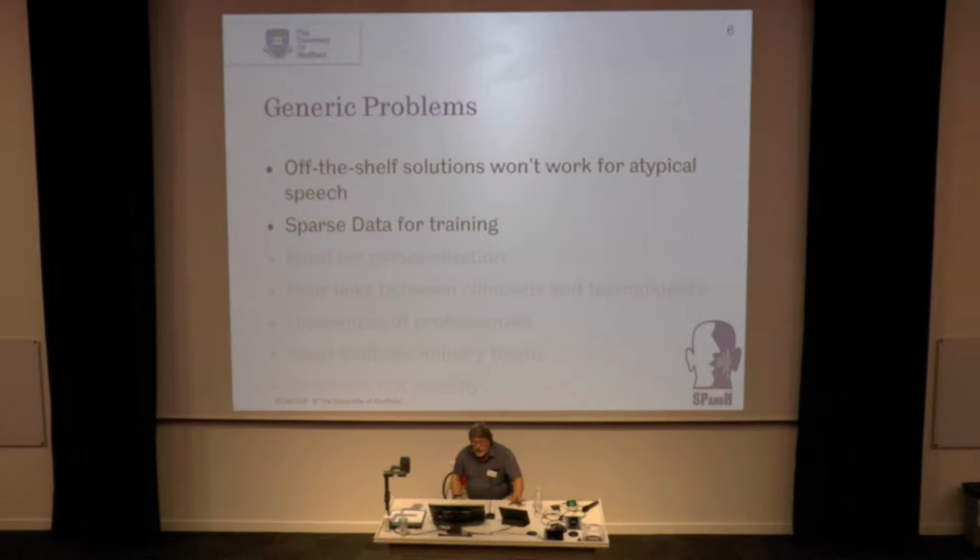There's almost always not as much training data as you would like, by several orders of magnitude. At the same time, there's a need for personalization. That's to say, individuals with speech disorders all vary more than the normal population in the way they are affected. So even if you've managed to train for some particular disorder and you get a new case of someone with that disorder, it's still likely that you have to do something to optimize for that new individual.